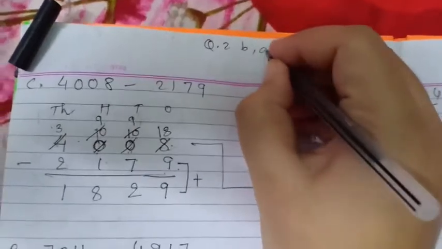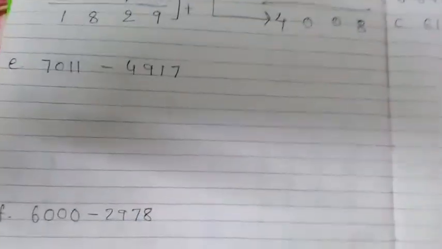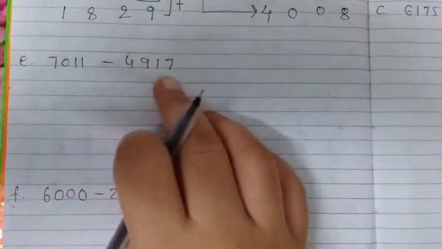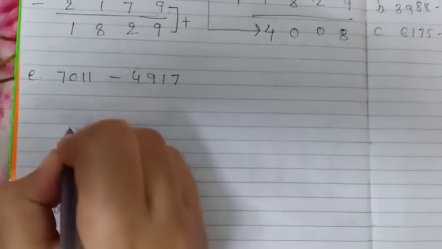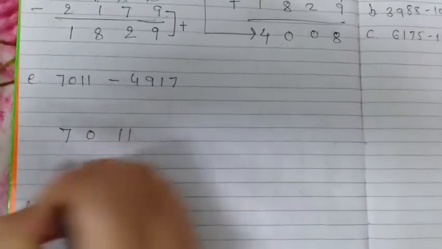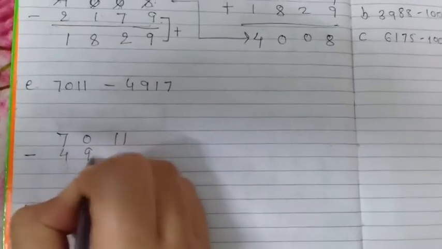Now D is your homework. We are going to solve the E. 7011 minus 4917. So firstly I am arranging them. 7011 minus 4917.